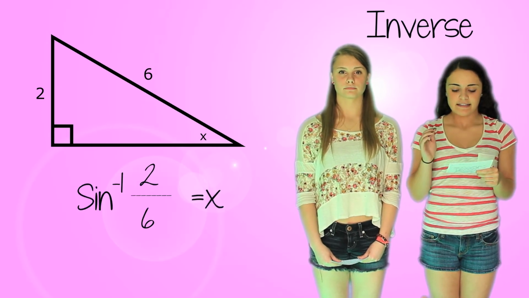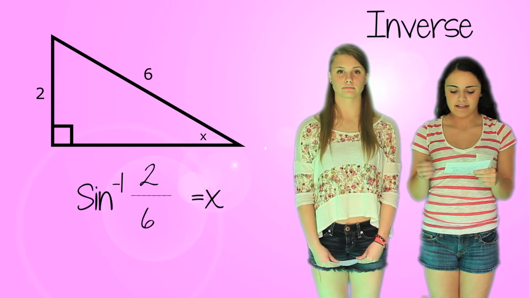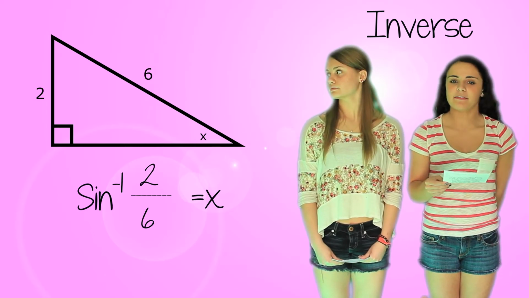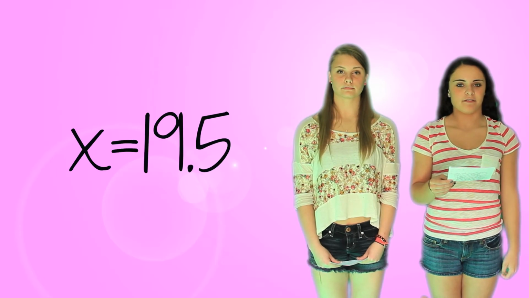This is when you use sine -1 to get x by itself. So it would be sine -1 of 2 over 6 equals x. When you plug that into your calculator, you get 19.5.